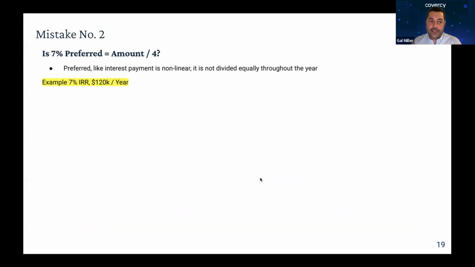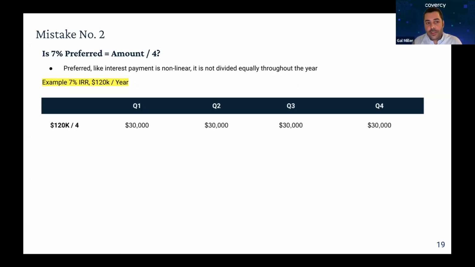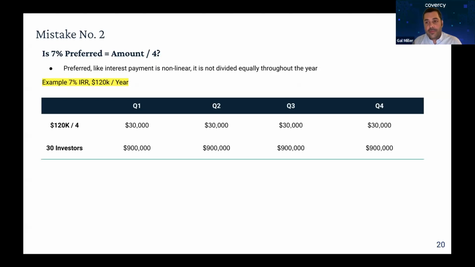The second type of mistake that we've seen that can cause some lost revenues is, since it's difficult to calculate 7% preferred without a platform, a lot of GPs take the annual payment and split it by 4 to pay for each quarter. Now, for a 120K a year example, this would look like that. We'll pay 30K each quarter for one investor. And if you look at 30 investors, then it's going to be 900K for each distribution.